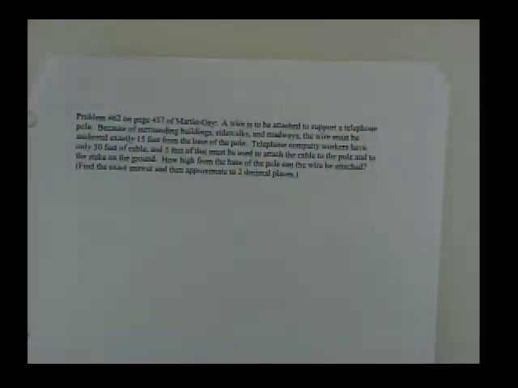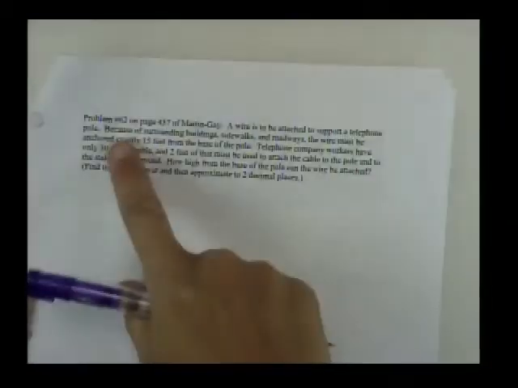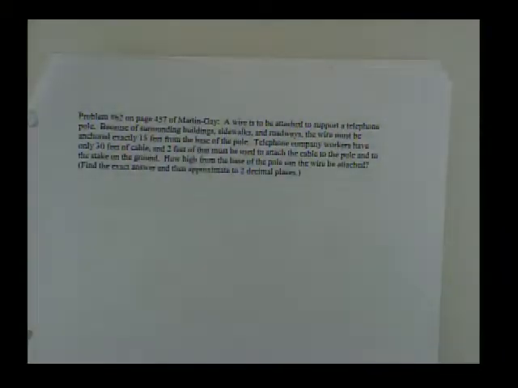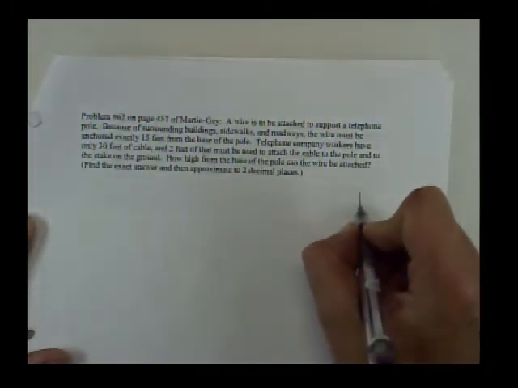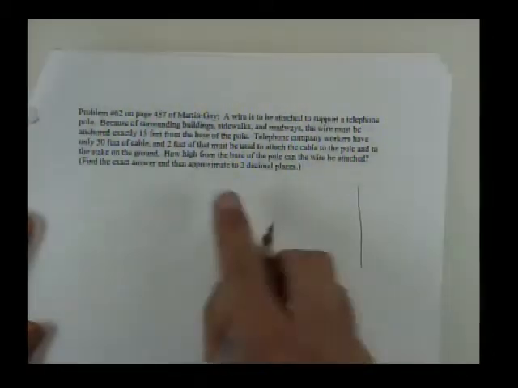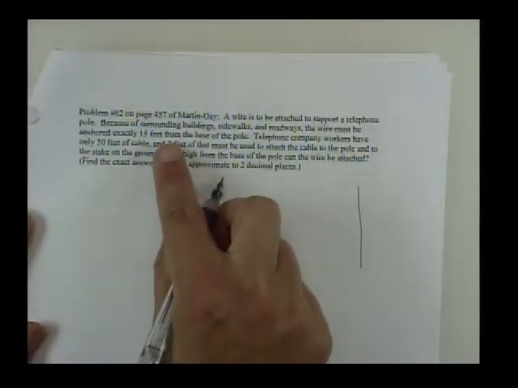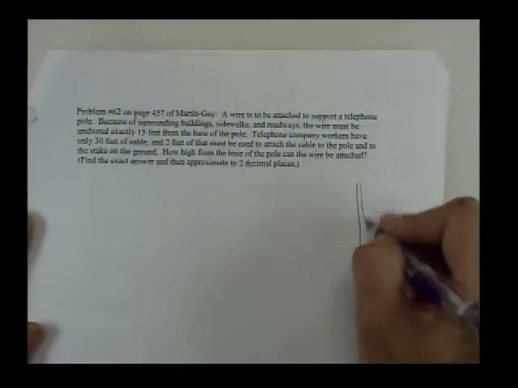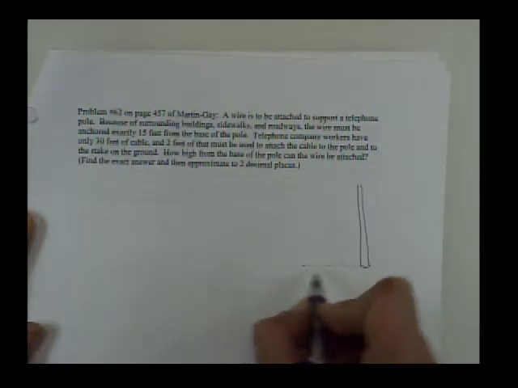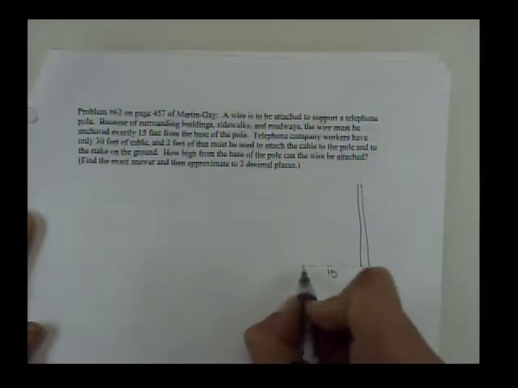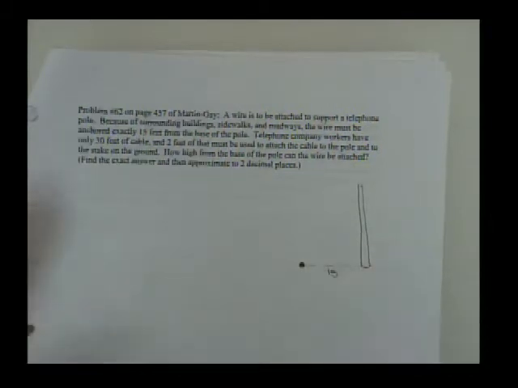So let's see, problem 62 says a wire is to be attached to support a telephone pole. Because of surrounding buildings, sidewalks, and roadways, the wire must be anchored exactly 15 feet from the base of the pole. So I'm going to start a picture here. So there's a pole. And when we anchor it to the ground, it has to be 15 feet away from the base. So here's the base of the pole, and then we have to go out 15 feet. And this is where we'll attach the wire.